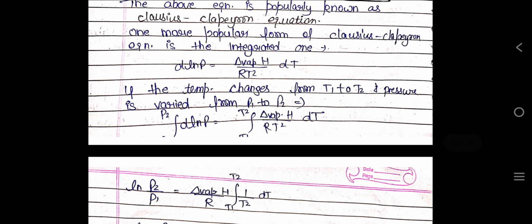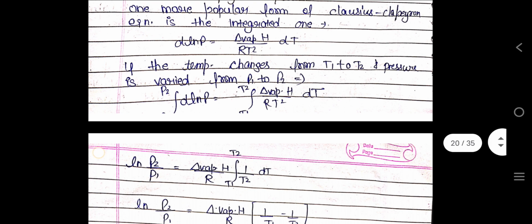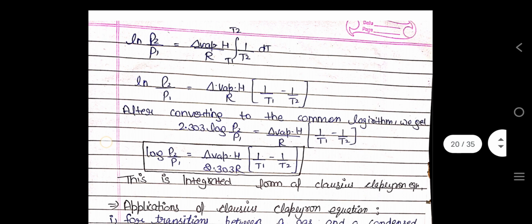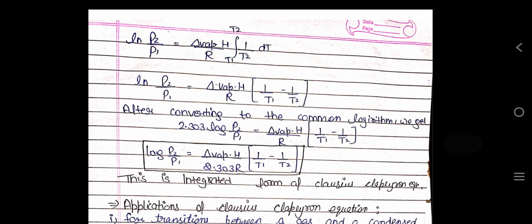If the vapor acts as an ideal gas, PV is equal to RT, so Vv is equal to RT by P. The above equation can be written as dP by dT is equal to del vaporization H by RT square into P. So 1 by P dP by dT is equal to del vaporization H by RT square, or d ln P by dT is equal to del vaporization H by RT square. The above equation is popularly known as the Clapeyron equation.